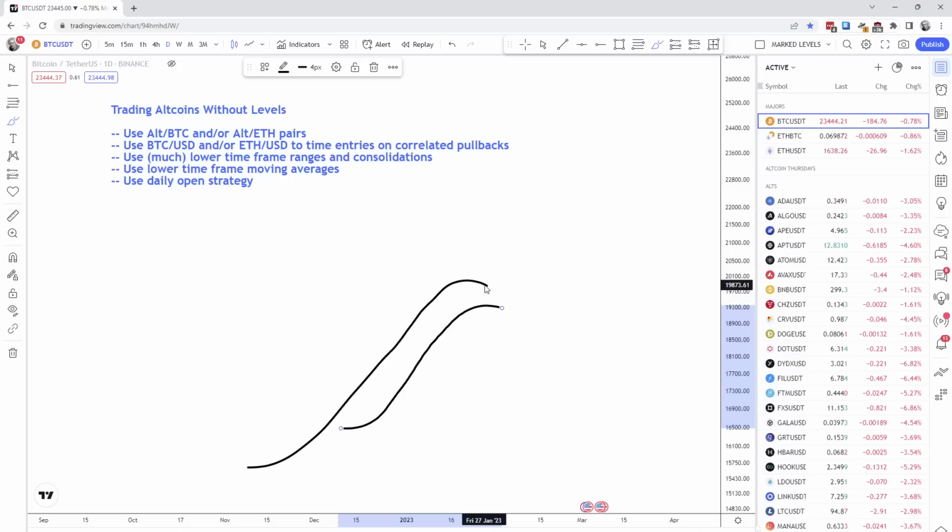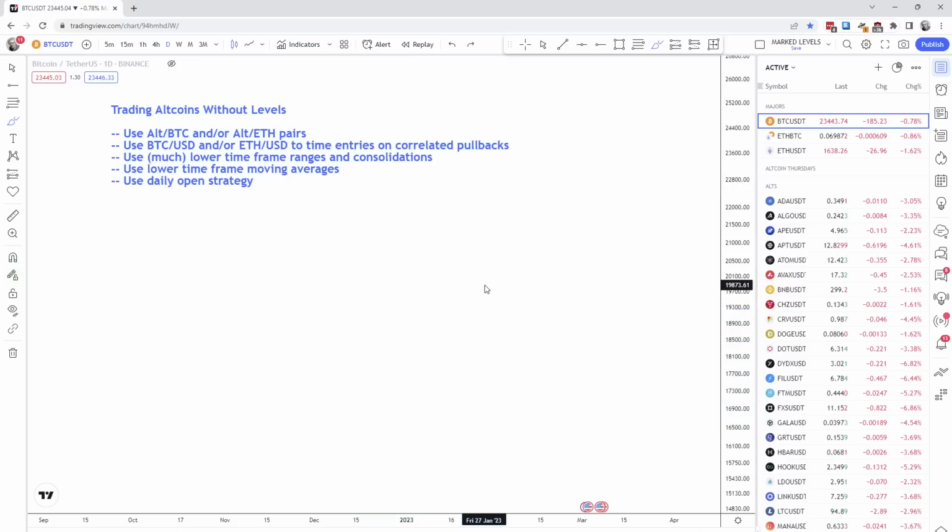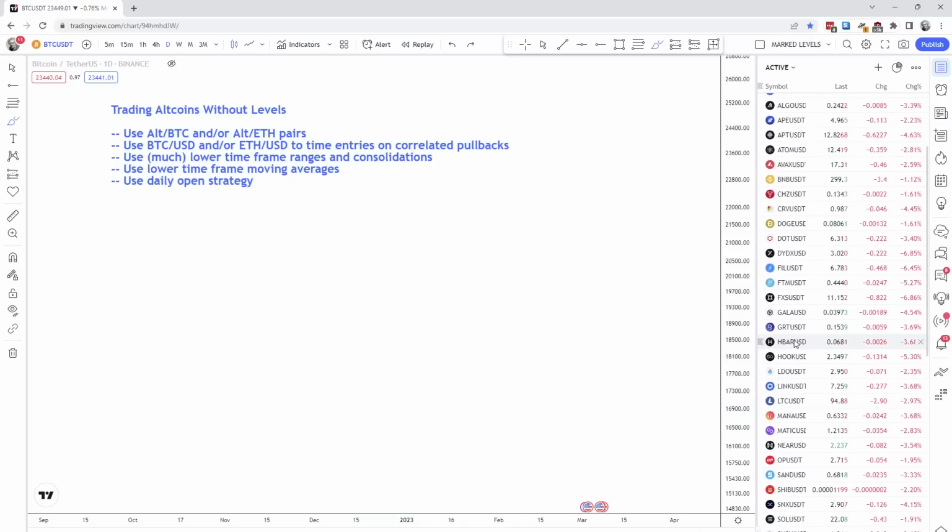The last point is use the daily open strategy. This is something I will cover again on the Cred channel. I think that's going to be the next video if memory serves correctly. And also, just for those of you who get upset about not seeing chart examples, if I need to remind you of 2021, maybe it's more painful than beneficial.